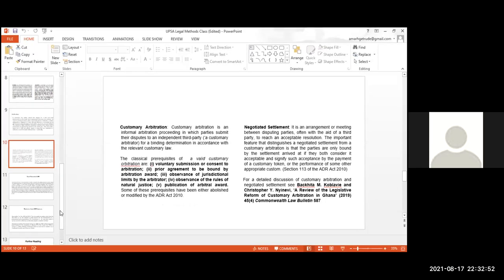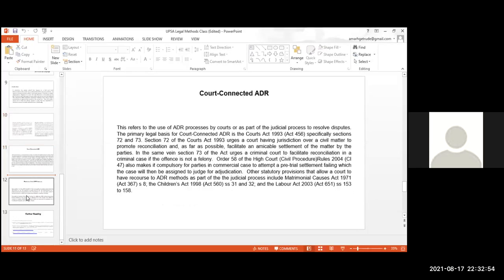Someone is asking, this means that ADR does not apply in criminal law, because I think the law does not allow any room for negotiation in criminal matters. For example, why doesn't the law allow the accused and victim to resort to any of the ADR mechanisms? All right, thank you. We'll come to that very soon. And we'll realize that it is not every matter that can be referred to ADR. There are some issues that are excluded from ADR. Maybe this may even be a good chance to look at that now before we go to customary arbitration.